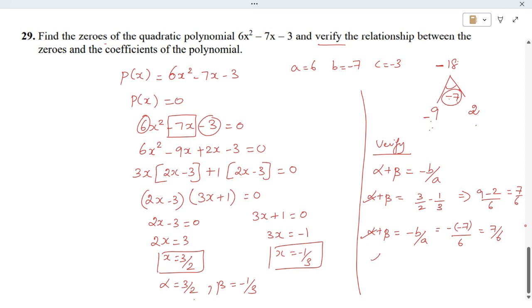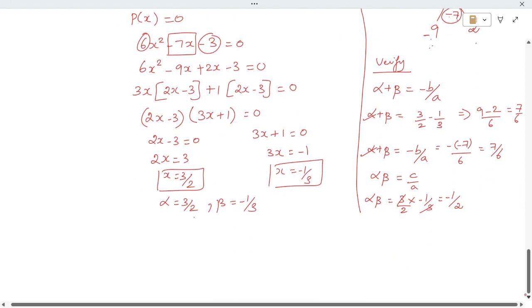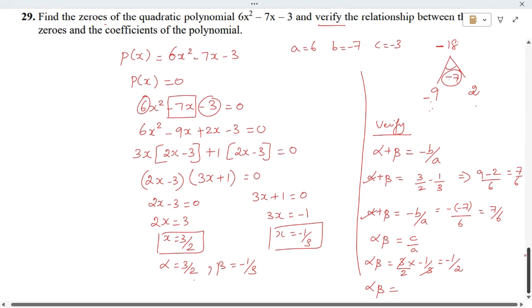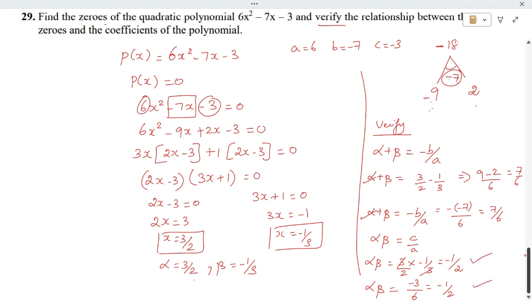Now you go for the product of the roots. So alpha beta is equal to c by a. First find the product of the two zeros, that is 3 by 2 times minus 1 by 3. So 3 and 3 will get cancelled, so your answer will be minus 1 by 2. Now find it by the coefficients. Okay, so alpha beta is equal to c by a. I already filtered and wrote what c is. Minus 3 by a is 6, which will be reduced to minus 1 by 2. Again, I verified the product of the roots as well. So I have verified the sum of the roots and the product of the roots with the coefficients of the polynomial.